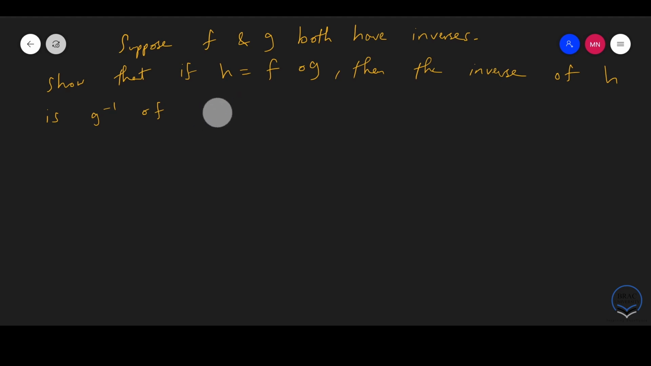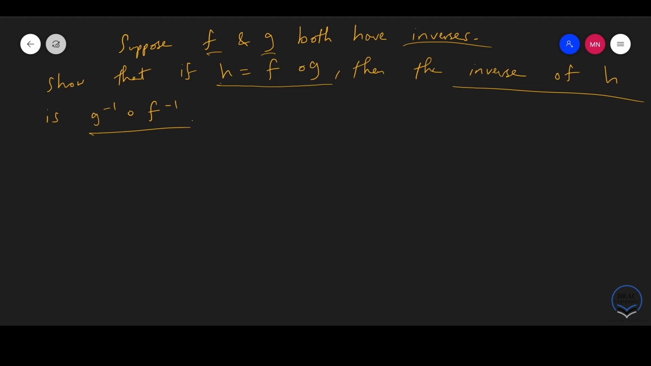Oops, I shouldn't write it like this. G inverse of f inverse, right? So we have two functions f and g, and each of these functions individually have their own inverse function. And we have to show that if we have a function h which is equal to f of g, then the inverse of that function is equal to this, right?